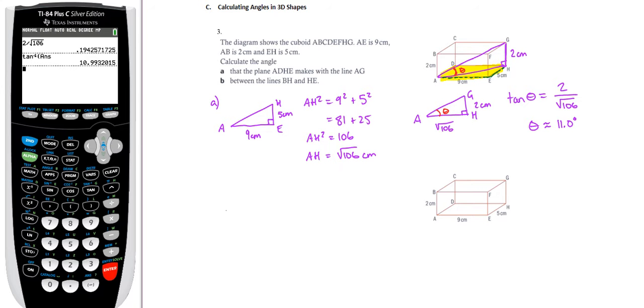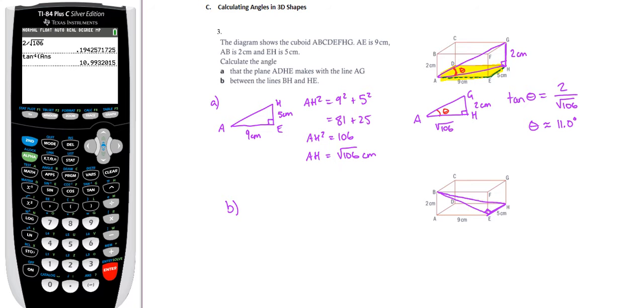So let's try the second part. The second part doesn't involve a plane at all. It involves 2 lines. So BH, which comes down across here, and HE, which comes across here. And then we can complete the triangle by going from E to B. Now, it may not look like it, but these actually are perpendicular to each other. So they meet at a right angle.